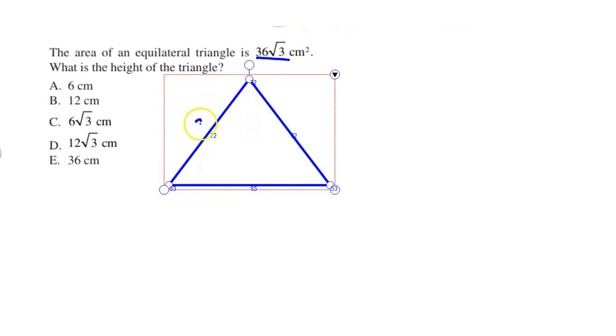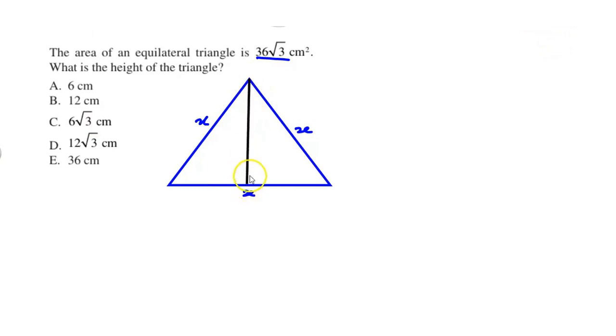You can take the side as x. Say this is x, so this and this will also be x. Now we'll drop a perpendicular. In case of an equilateral and isosceles triangle, if we drop a perpendicular, it divides the base into two equal parts. So if this whole side is x, this will become x by 2. Let's take this height as h. So according to Pythagoras theorem, h square plus x by 2 square will be equal to this hypotenuse square, that is x square.